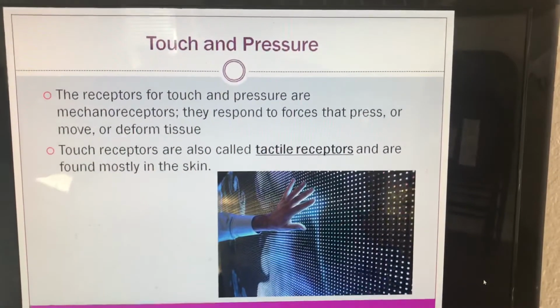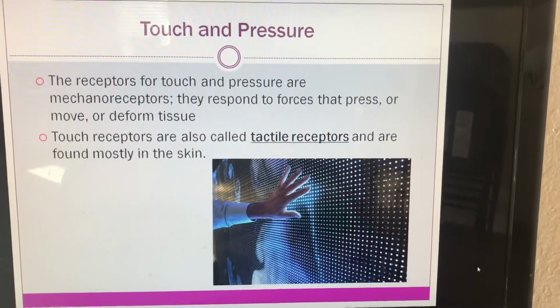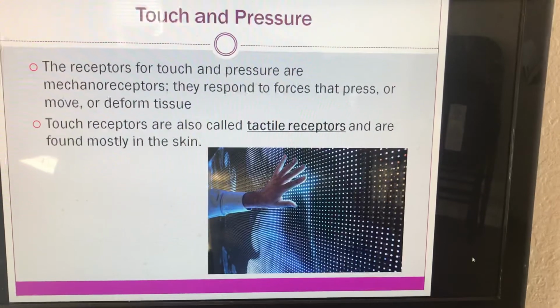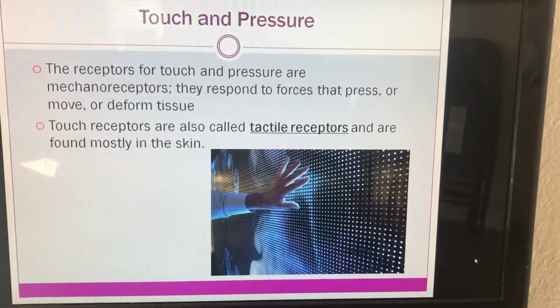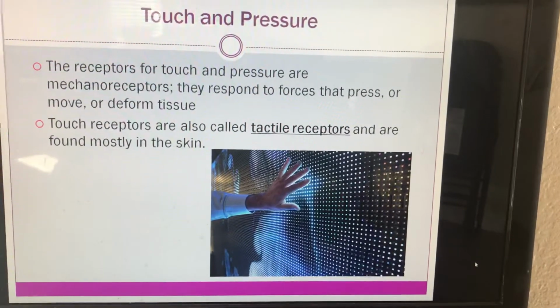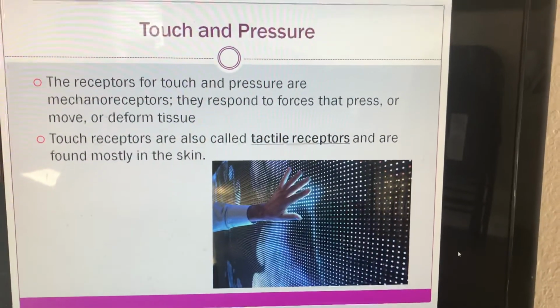Touch and pressure. The receptors for touch and pressure are mechanoreceptors. They respond to forces that press or move or deform tissue. Touch receptors are also called tactile receptors and are found mostly in the skin.